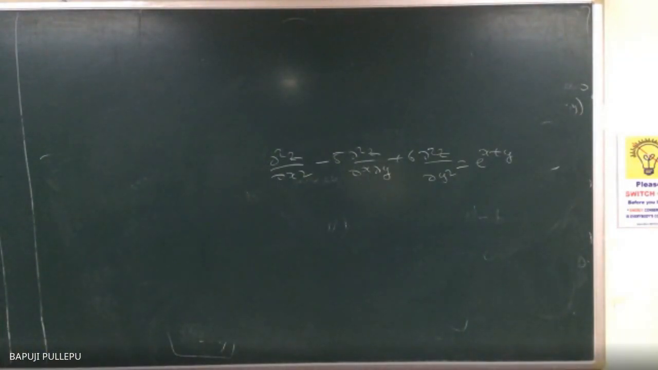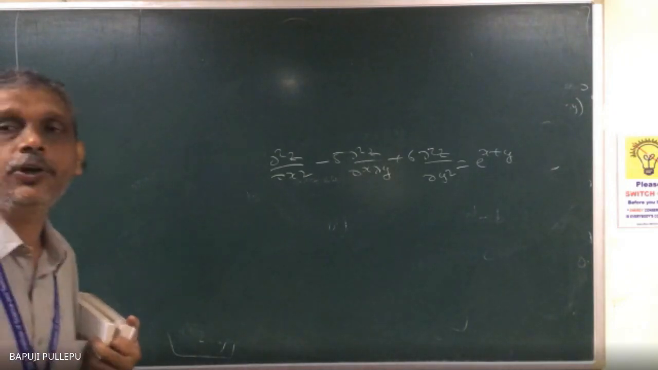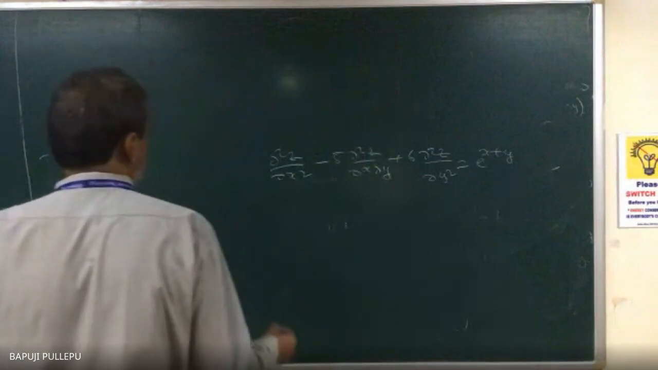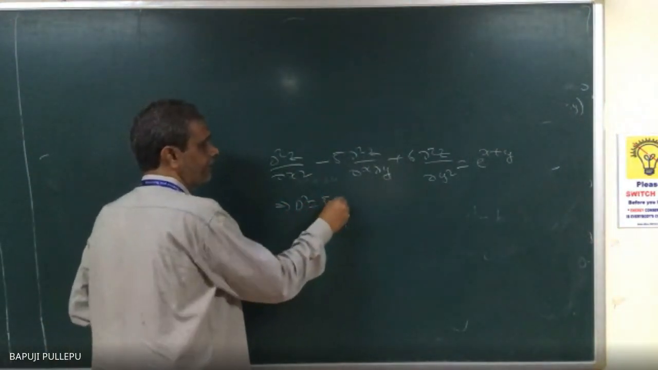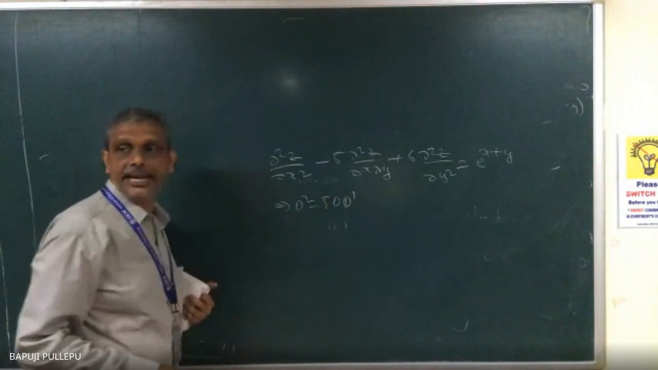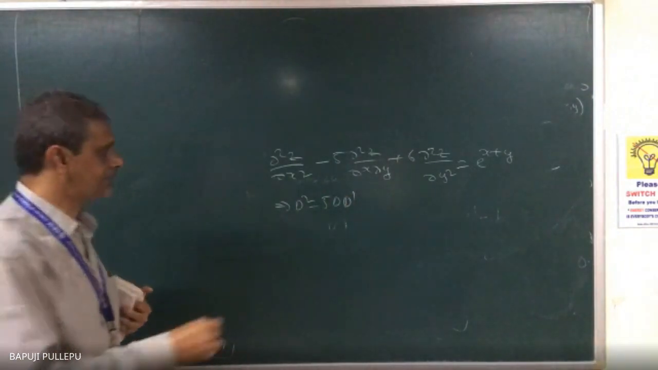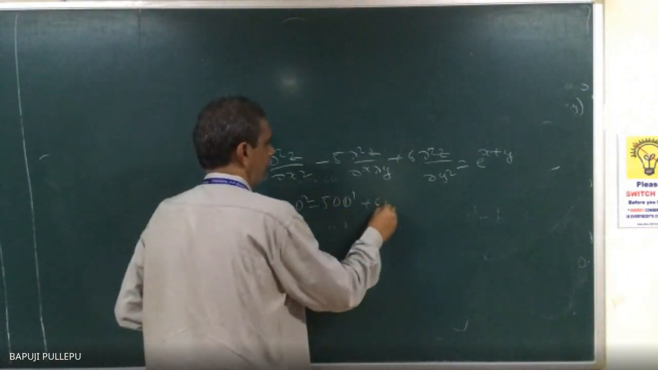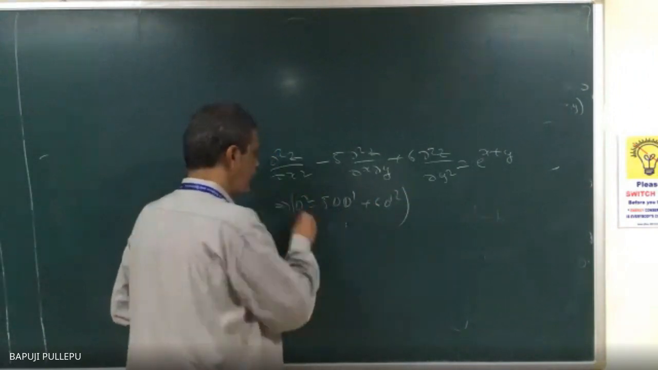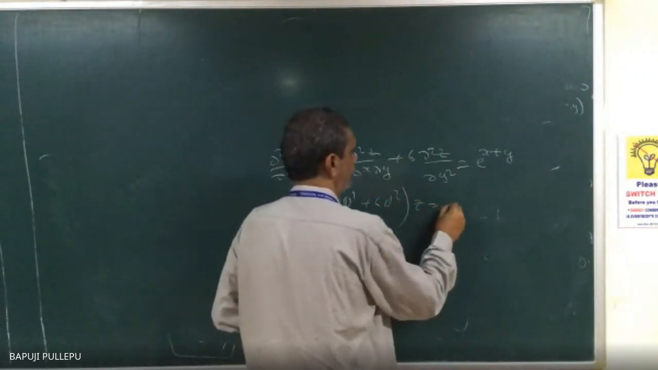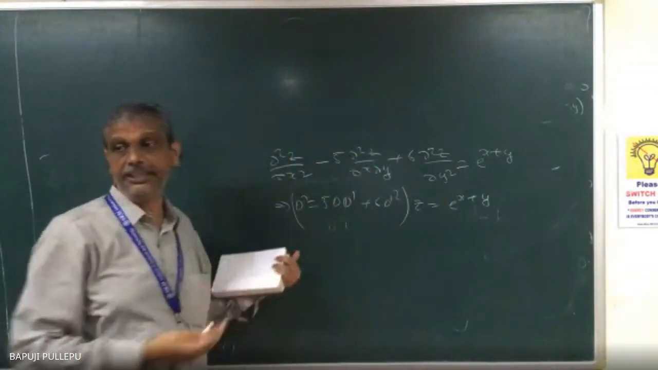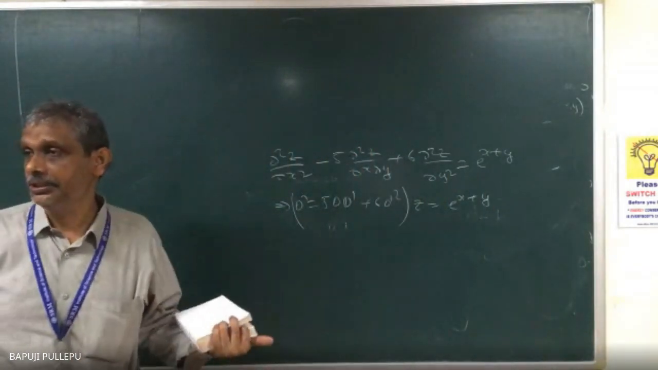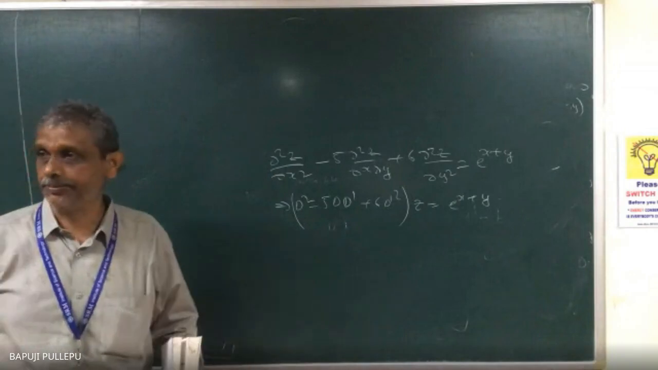Operator form you already know: dou by dou x is equal to D, dou by dou y is equal to D dash. So this becomes what, tell me? D square, 5 D D dash, plus something into z. Suppose if they have given this step, it is well and good. If they have not given this, you can bring it to this step.